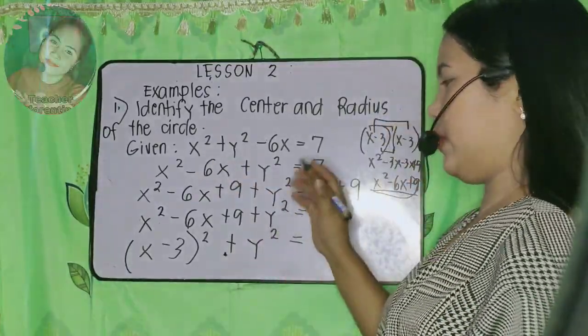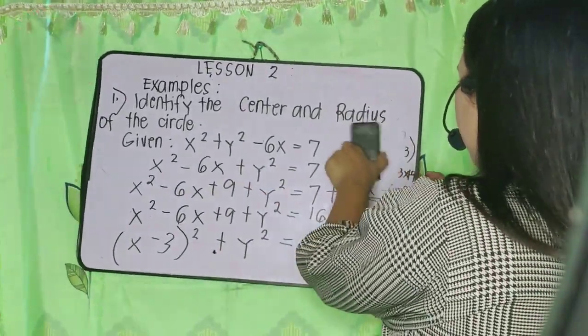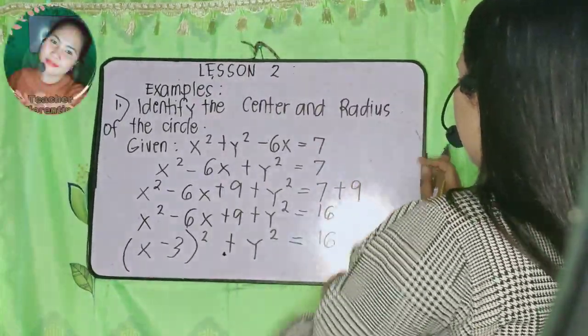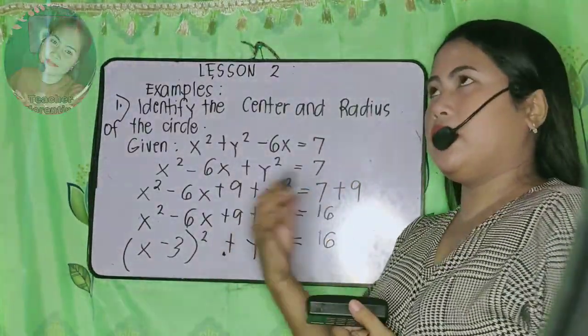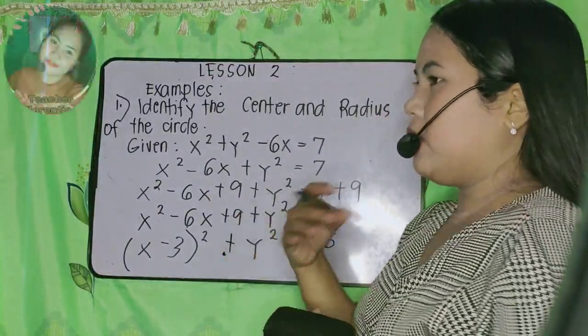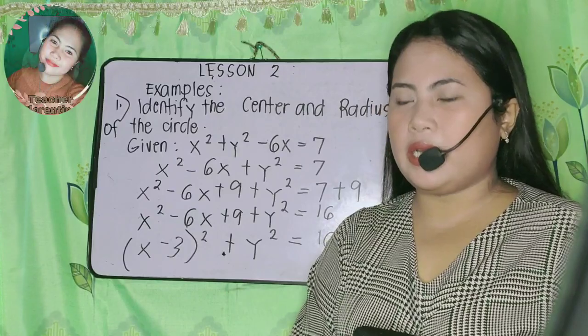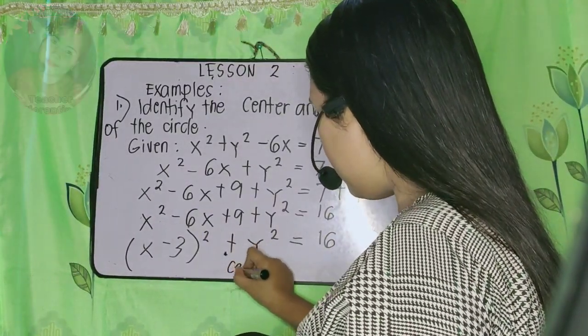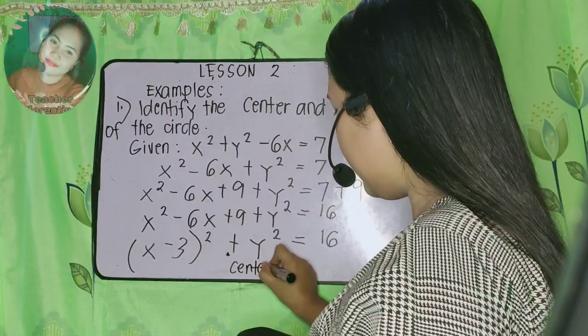Since it is already just y squared, that's not our final answer. Since we already changed the general form into standard form, we're now going to find the center and radius. So our center will be, what are the two values for the center?